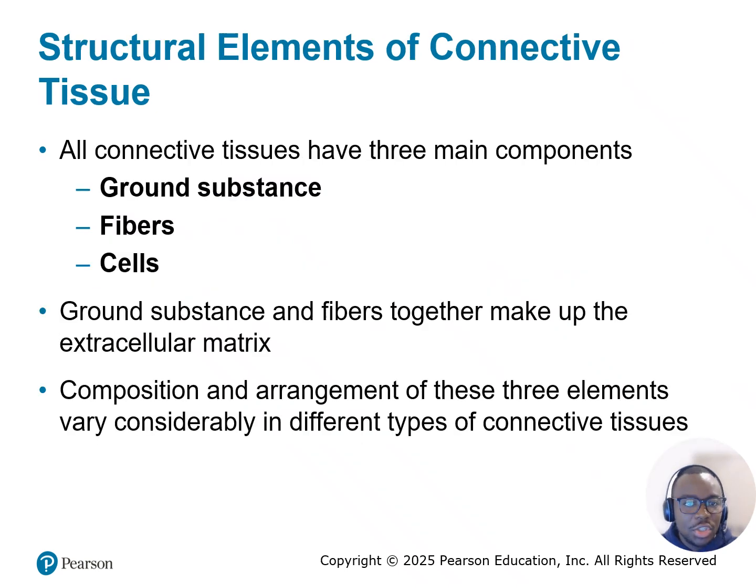All connective tissues are made up of three components: ground substance, fibers, and cells. Ground substance and fibers together make up the extracellular matrix. Composition and arrangement of all three elements varies from one connective tissue to another.